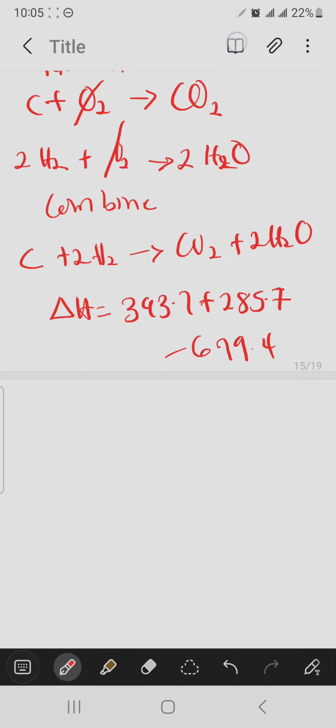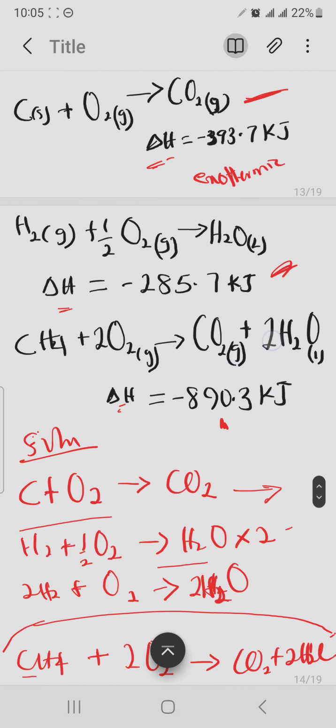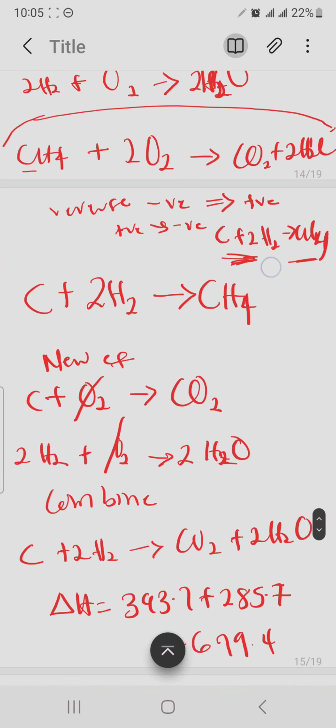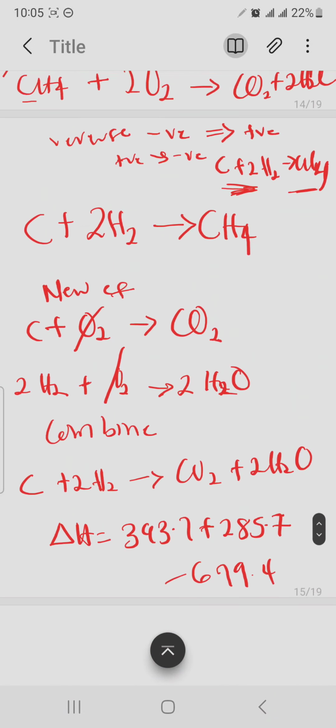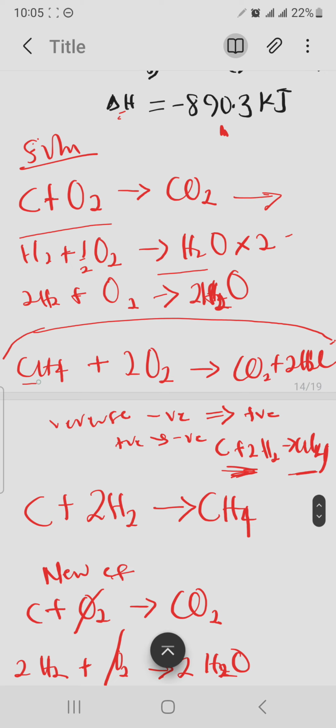So now the third reaction, we have this, which is minus 18, and we have this equation. I said that since we want to cancel this, we are going to change it. When I reverse this one, the sign that is here will change. If it is negative, it's going to change to positive. If it is positive, it's going to change to negative. So instead of writing CH4 plus 2O2, I will now bring this one as the reactant and this one as the product.